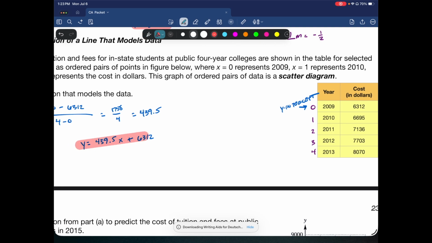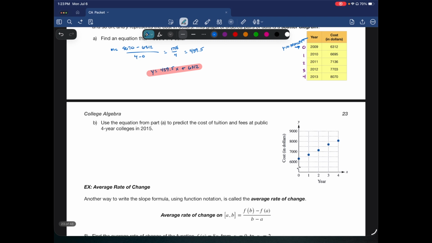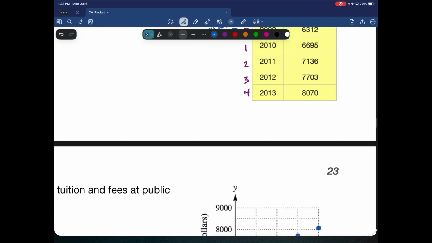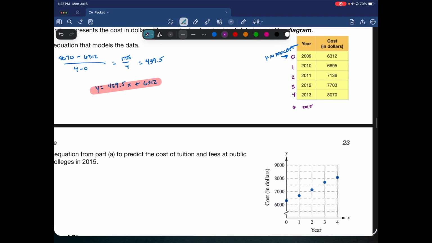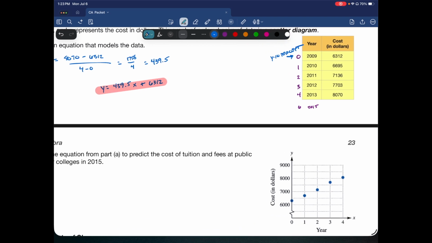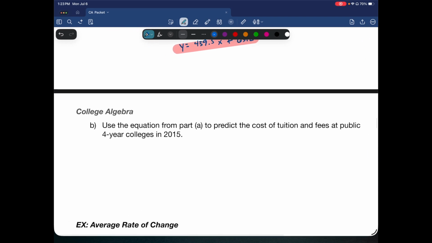Now, I told you we would look at the graph next, so let's do that. On the next page, it says, use the equation from Part A to predict the cost of tuition and fees at a public four-year college or university in 2015. Okay, well, 2013 is 4. That means 6 is 2015. And we're going to figure out what that tuition cost is going to be. So we're going to take our function that we just made in part A, and we're going to plug in 6 for x.